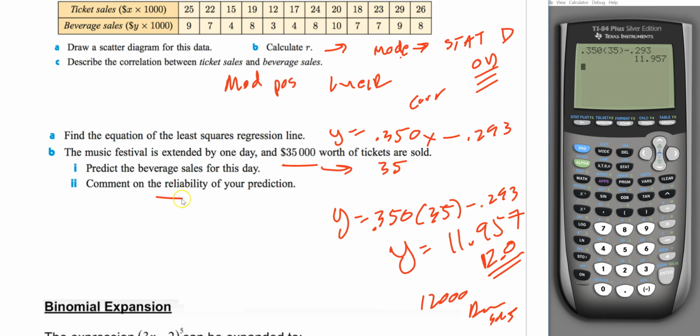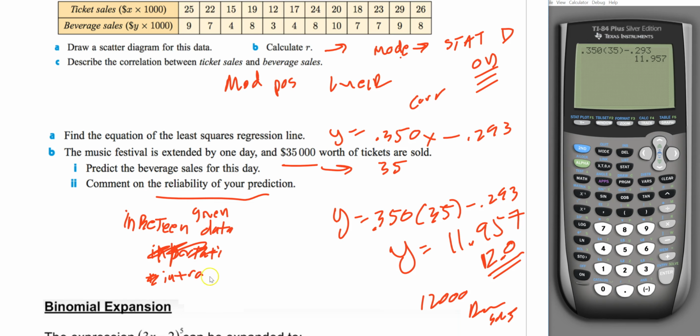Now, the reliability of prediction. A couple things here, right? If it's in between your given data, it's called interpolation. That's usually a good estimate. Now it's not 100% because it all depends on the R. My R here is pretty moderate, so either way it's not going to be the greatest.